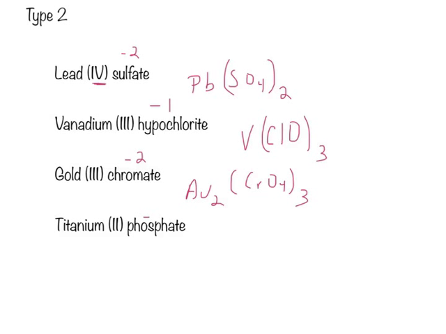And finally, titanium-2 phosphate. Phosphate is a -3 ion. Titanium is a +2 ion here. And again, the least common multiple of 2 and 3, we have titanium, we need 3 of those for every 2 phosphates. So Ti3PO4 taken twice.